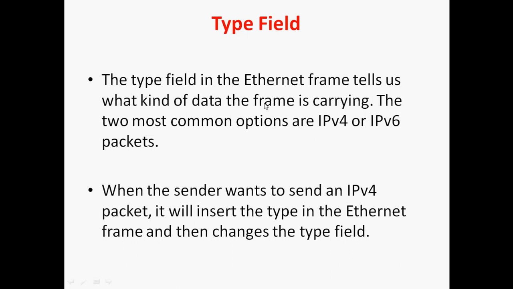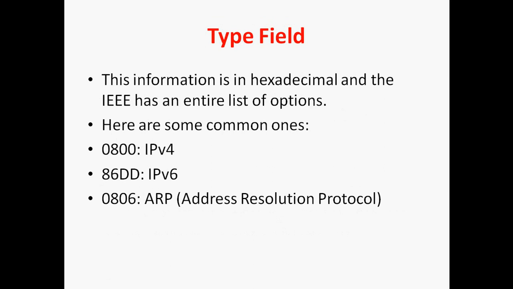Next one, the type field. In the Ethernet header we can see the type field. The type field in the Ethernet frame tells us what kind of data the frame is carrying. The two most common options are IP version 4 or IP version 6 packets. If the sender wants to send an IP version 4 packet, it will insert the type in the Ethernet frame and set the type field accordingly.